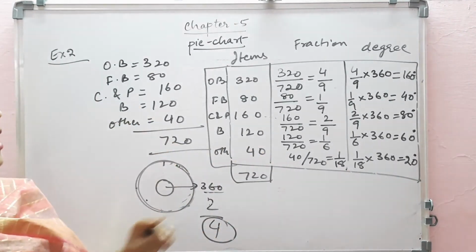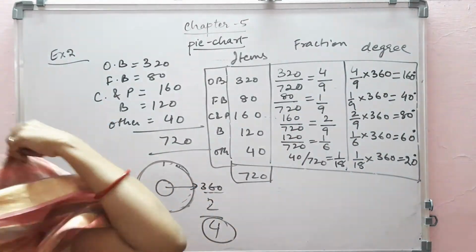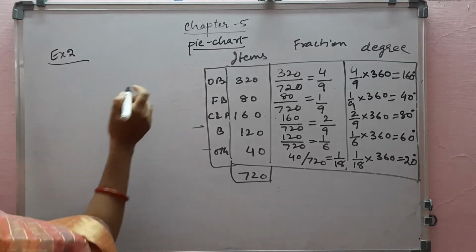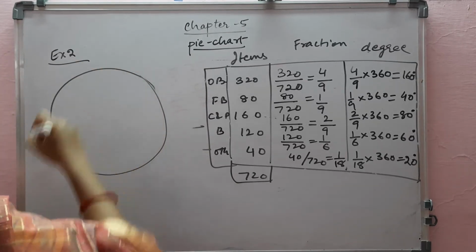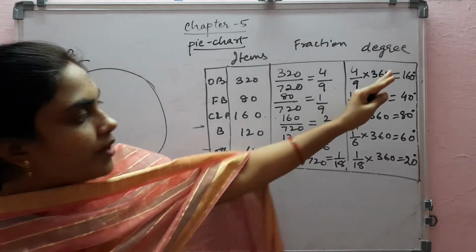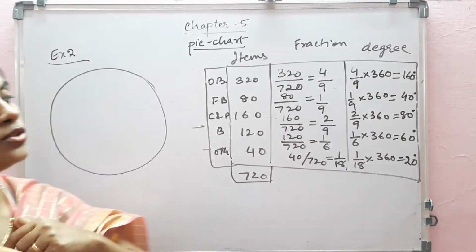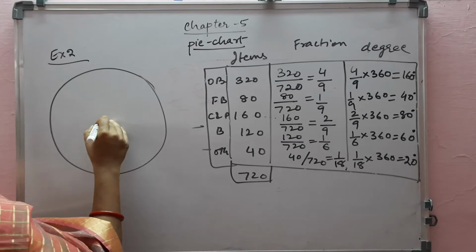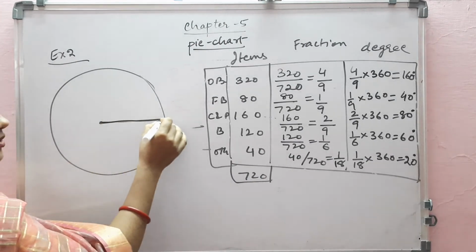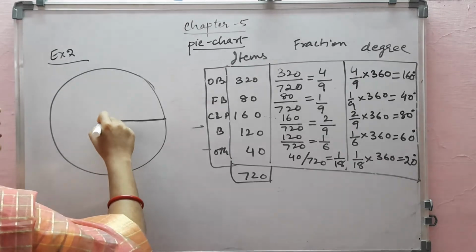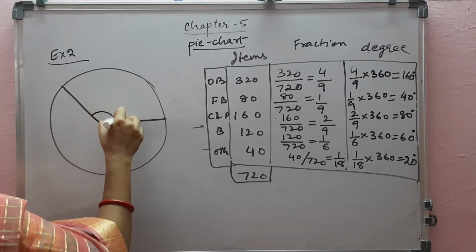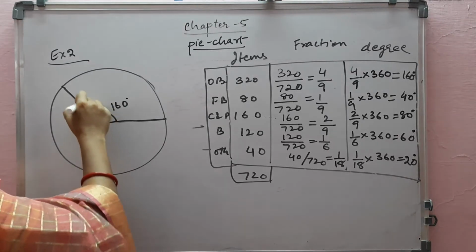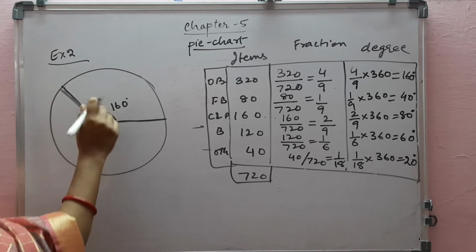Now we will draw a pie chart from these given degrees. If you draw these in the pie chart, first of all you have to draw a circle. In this circle, you will first find out which one is the highest one. So here the highest one is 160 degrees. So draw a radius. Taking this radius as an initial line, draw an angle of 160 degrees. Suppose this is an angle of 160 degrees.